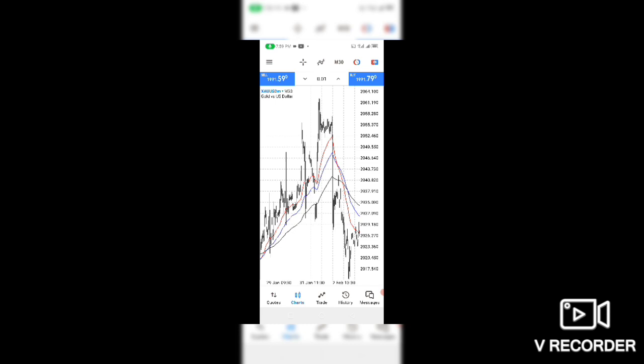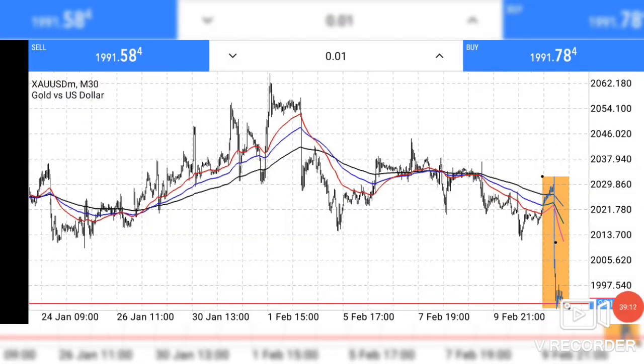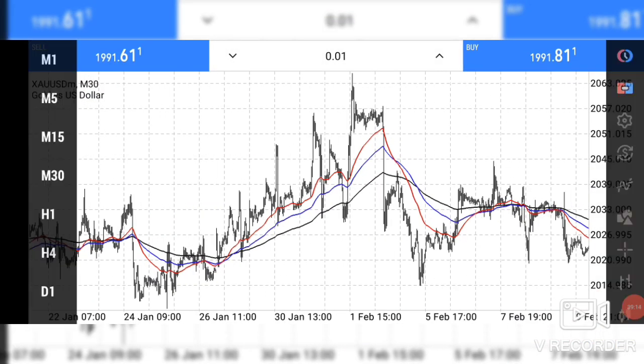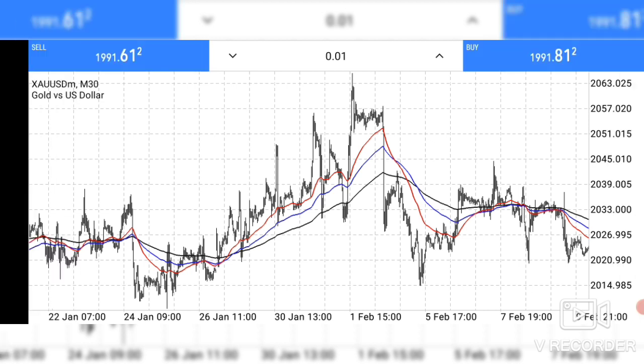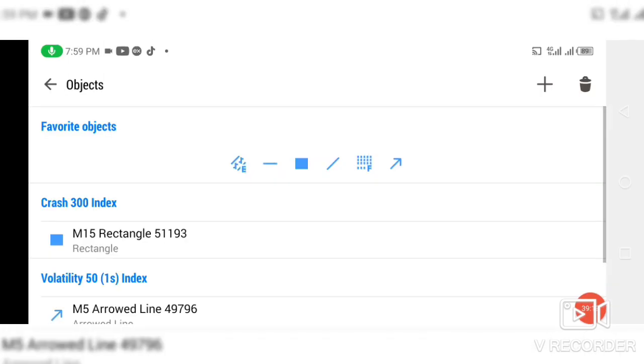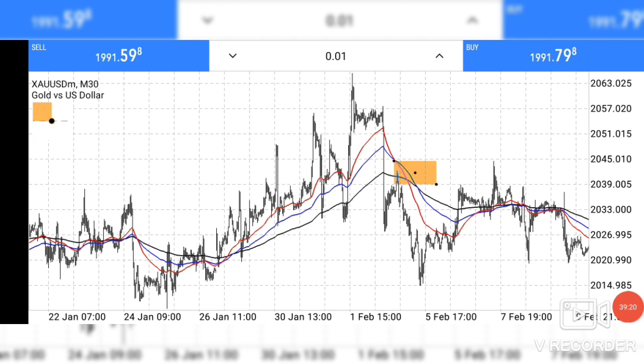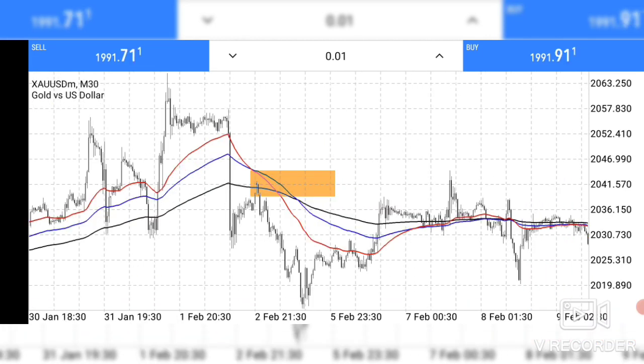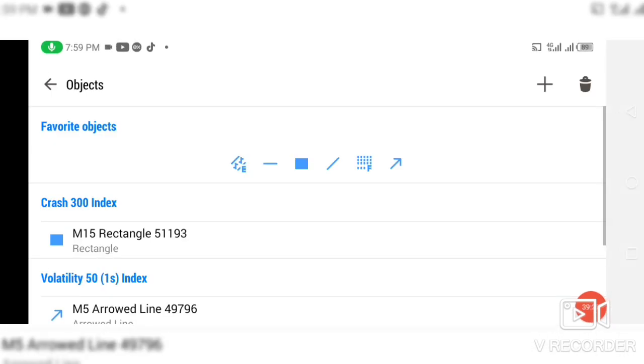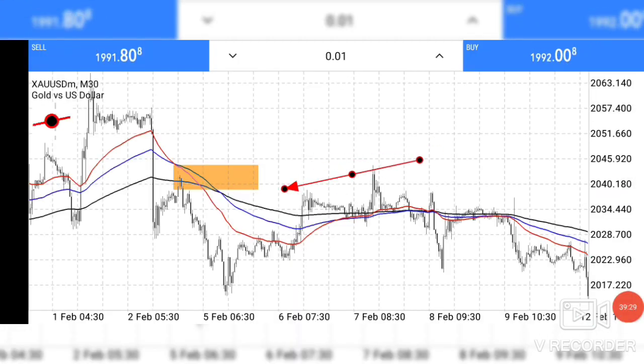What I need is just a downward crossing. Yeah, I've seen one here. So we have a downward crossing here. I'm not necessarily waiting for a retest. I'm just looking for separation between the three moving averages. So there is a separation here, right? So we have a separation.